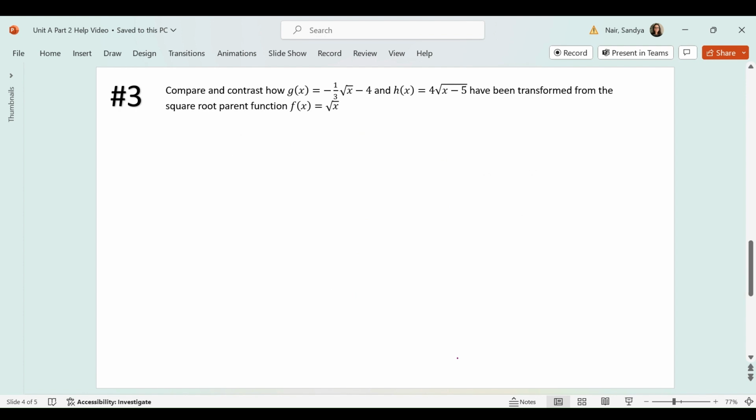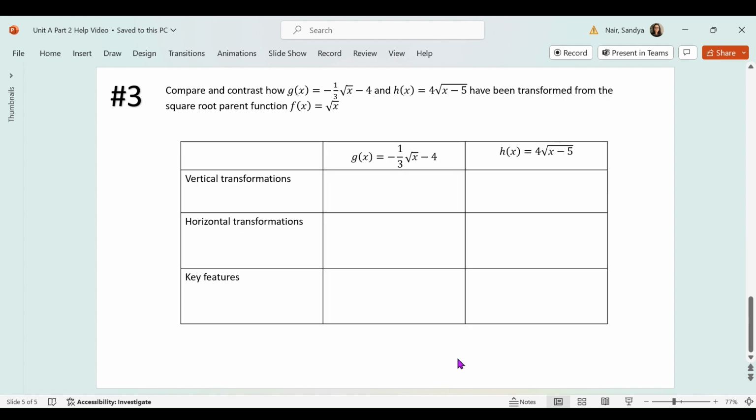All right, so now in number 3, I want you to compare and contrast two transformed square root functions. We want to compare and contrast how g of x equals negative 1/3 square root of x minus 4 and h of x equals 4 square root of x minus 5 have been transformed from the square root parent function f of x equals the square root of x. I know in the problem it gives you a few questions to think about. It says think about the vertical transformations, think about the horizontal transformations, and also think about the key features.